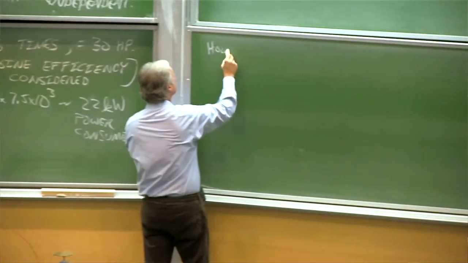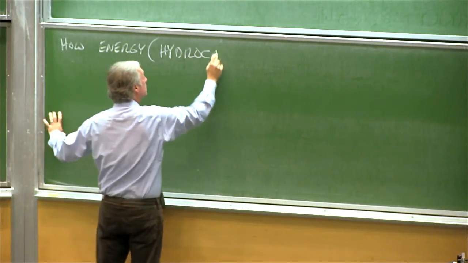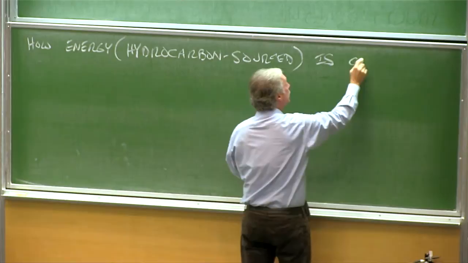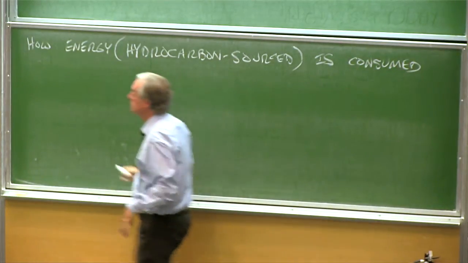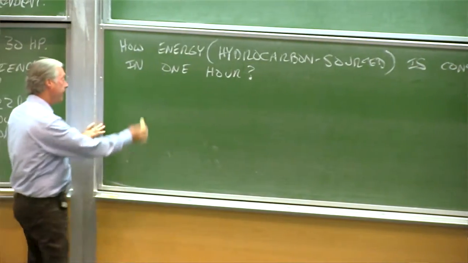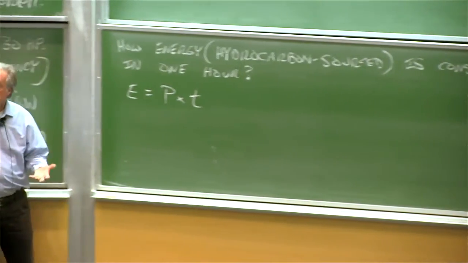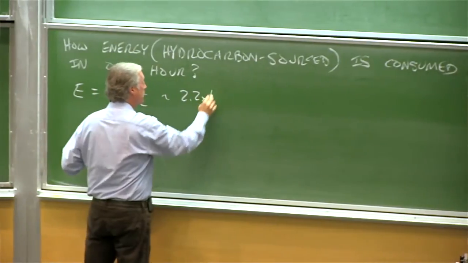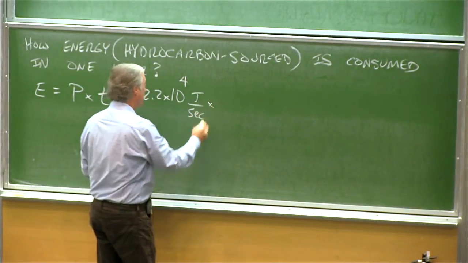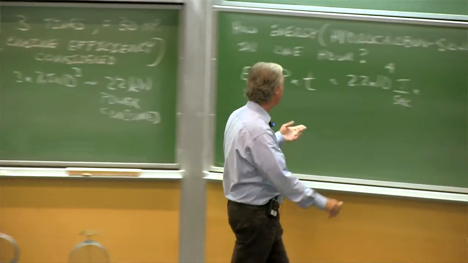How much hydrocarbon-sourced energy is consumed in an hour? Okay. Energy is power times time. The power we're consuming is about 2.2 times 10 to the fourth watts, or joules per second, excuse me, times 1 hour. How many seconds in an hour? Oh, 60 minutes. That's that old knuckle-based 60 base 12 stuff again, times 60 seconds.